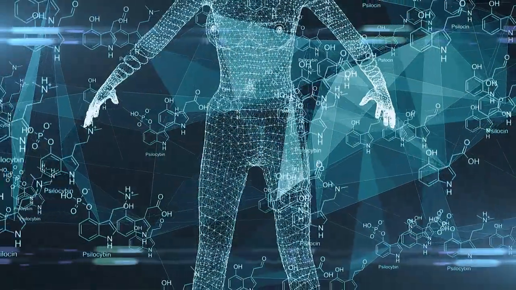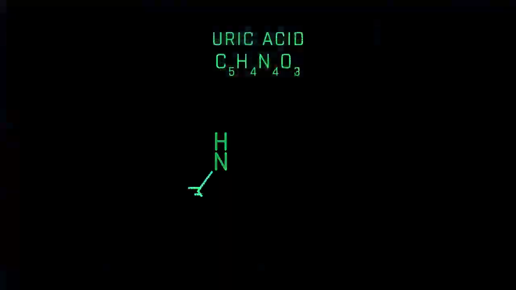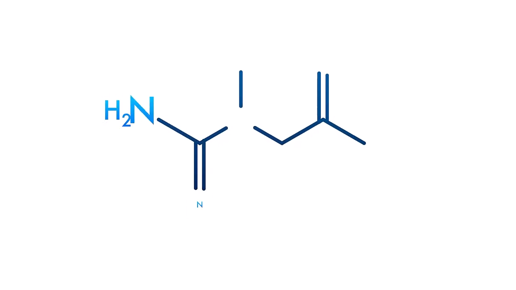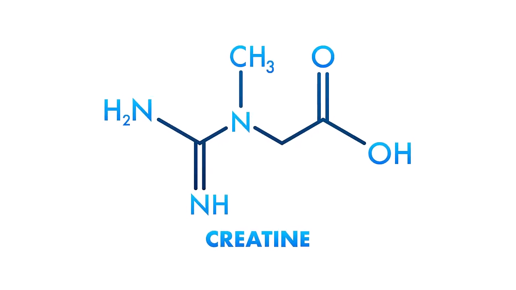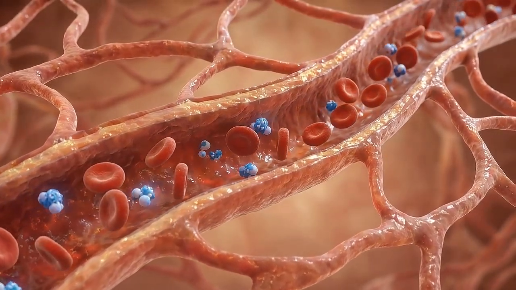Other nitrogenous wastes in the urine include uric acid and creatine. Uric acid is produced by the catabolism of nucleic acids, and creatine is produced by the catabolism of creatine phosphate. These are potentially harmful compounds that must be eliminated.